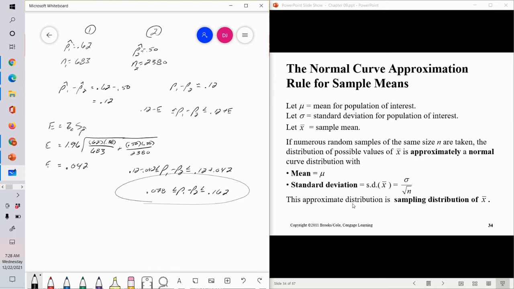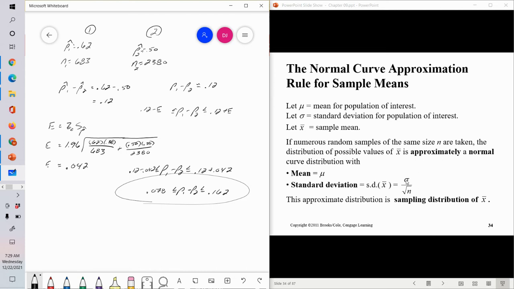So in a sampling mean, it's going to be very similar, except that we're going to use mu and sigma for mean and standard deviation. Okay, the standard deviation formula, though, is a lot easier. Sigma divided by the square root of n. However, just like in the proportions, when I don't know p, I estimate p with p hat. I don't know sigma, I'm going to estimate sigma with s.